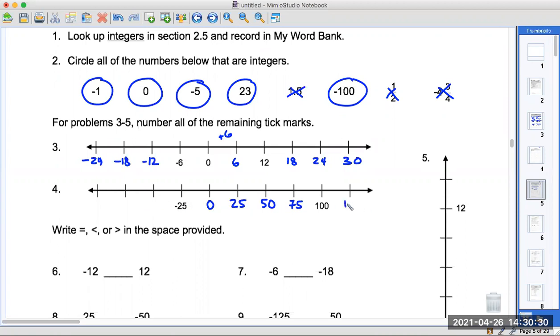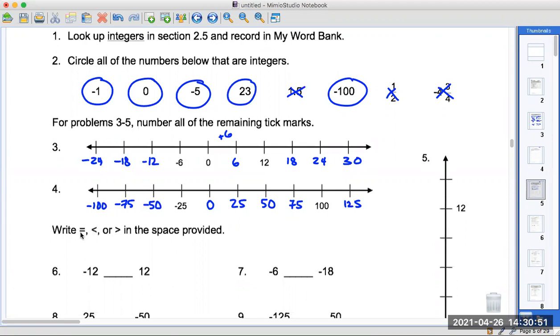So this would be 125. So I'm adding 25 for each space, and then going this way, it's negatives. -75, -100. Okay, so that's number line problems.